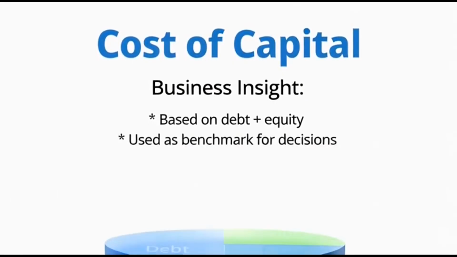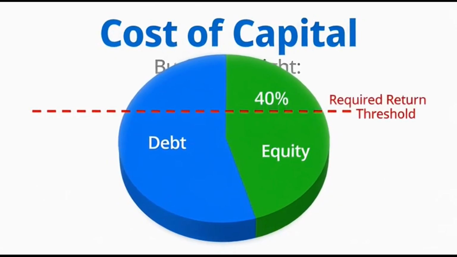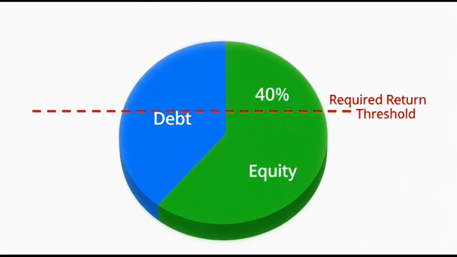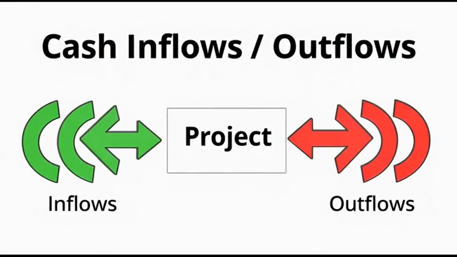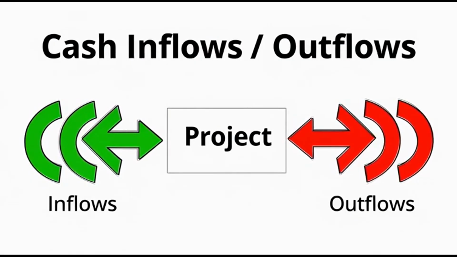The cost of capital is the minimum return a company expects before investing. It is based on the cost of debt and equity. This threshold is used as a benchmark for investment decisions. Cash inflows are the money a project generates, while outflows are the costs required to run it.